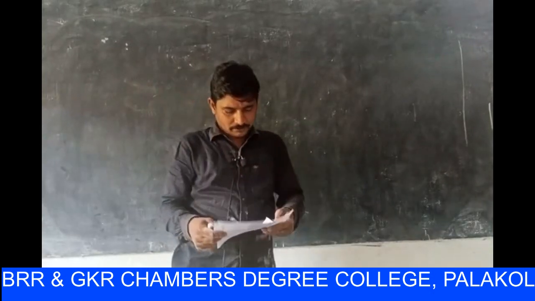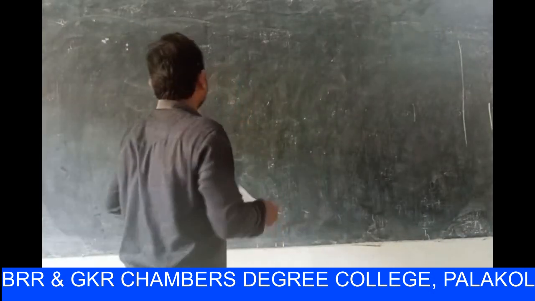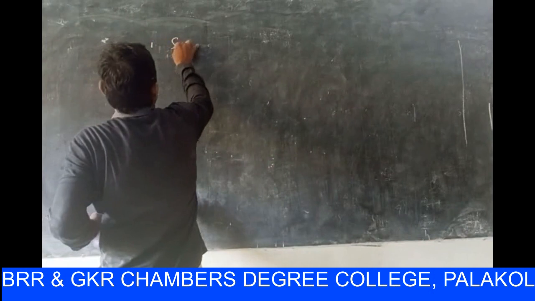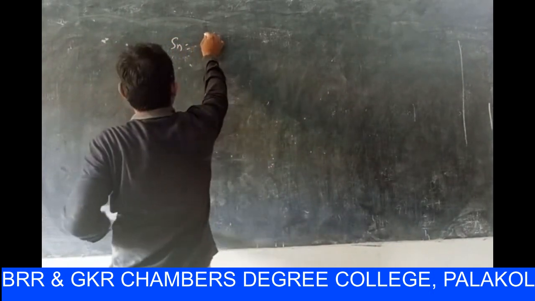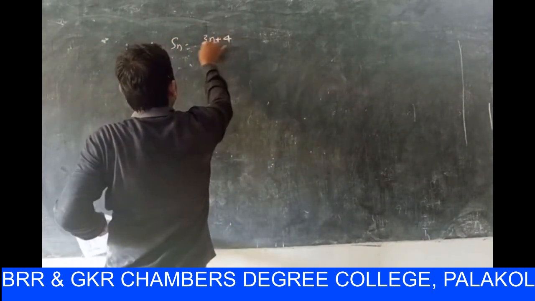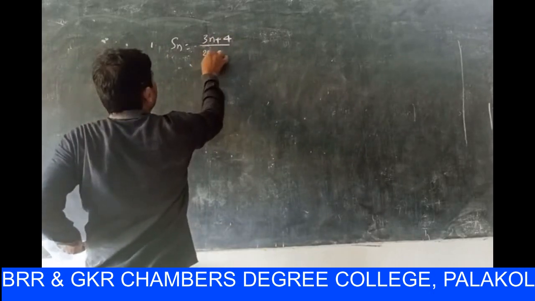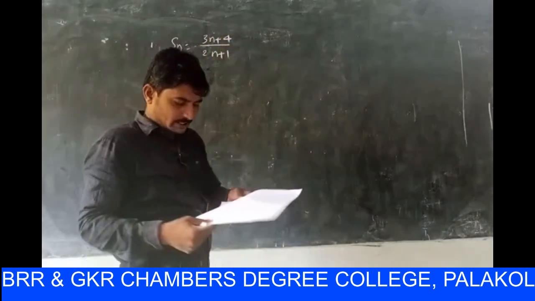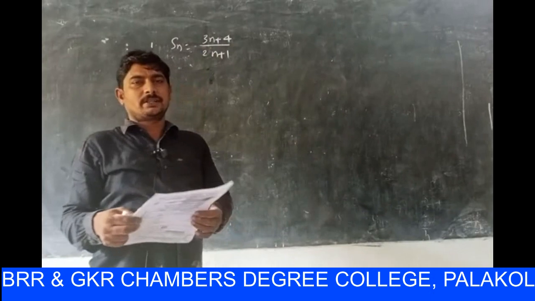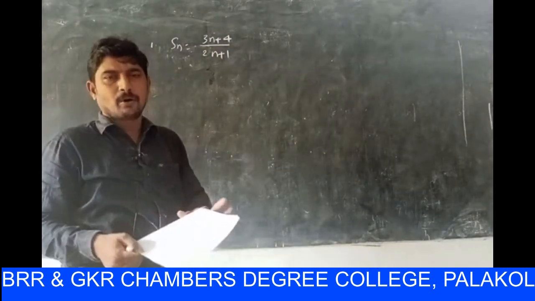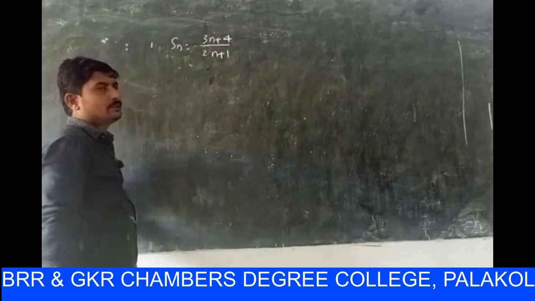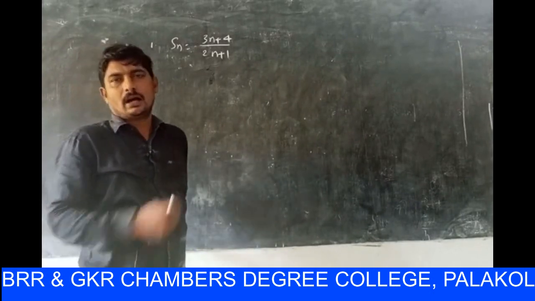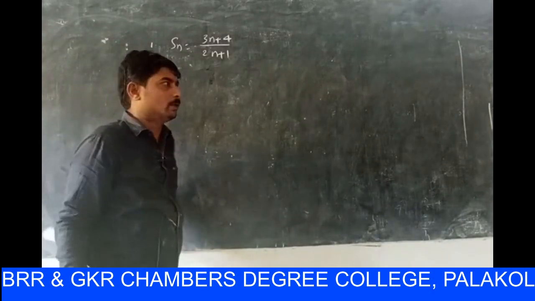Now you see some problems related to this. The first one is Sn equal to (3n plus 4) by (2n plus 1). For this sequence, we show that the sequence is a decreasing sequence and bounded below. First we show that this is a decreasing sequence, and then we have to show that it is bounded below.